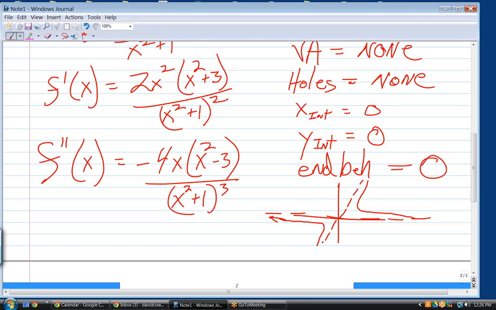What else did they want to know? Relative extrema. Okay. How are we going to find those? With the derivative. Where are the relative extrema going to exist? It's where your first derivative is going to be equal to 0 or undefined. Because if it's undefined, that's potential.